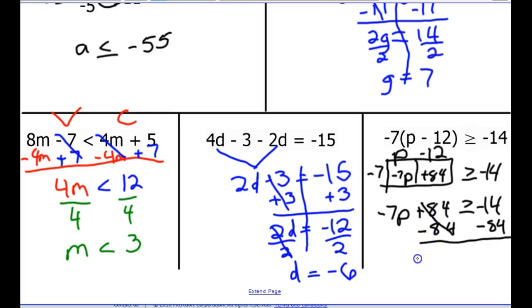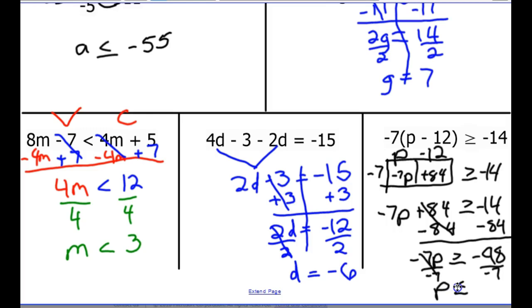So those will cancel out. What we're left with is negative 7p is greater than or equal to negative 14 minus 84, so negative 98. Now divide by negative 7, divide by negative 7. What we're left with is p. We divided by a negative number, so we need to flip our sign.